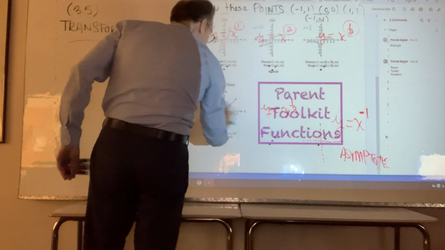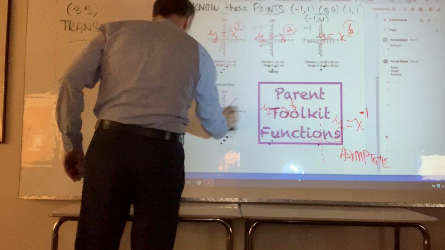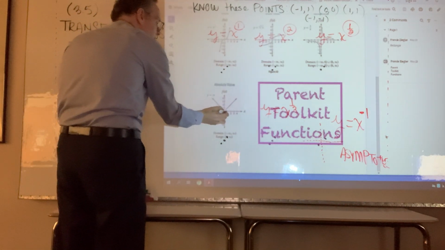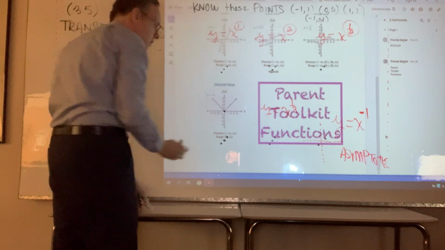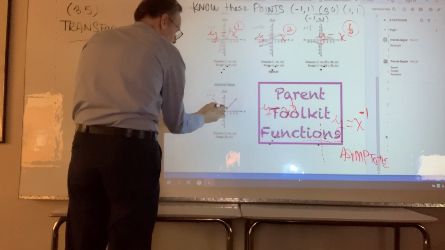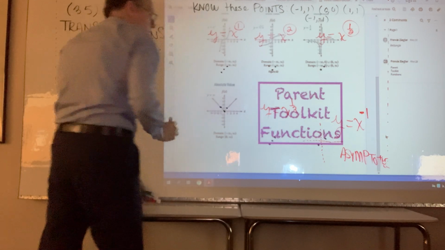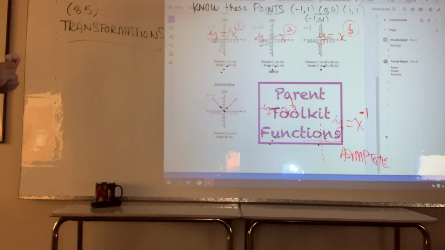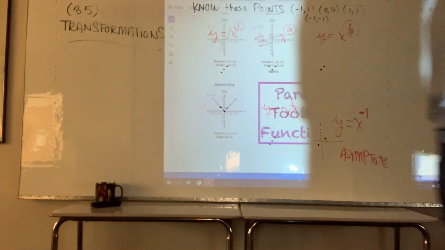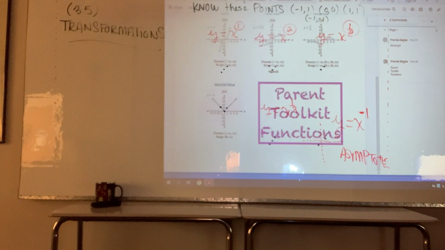Anyhow, if you notice here, the absolute value has a V shape to it. Again, origin (0, 0), good to know, (1, 1), and in this case (-1, 1). That, for right now, would be practical to know. Okay? Let me get back to the transformations themselves and their effects.